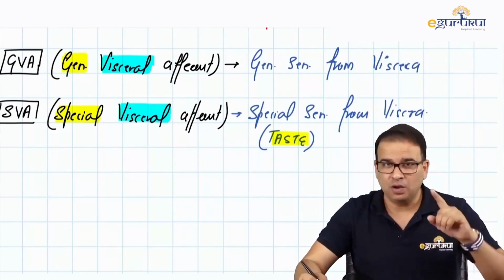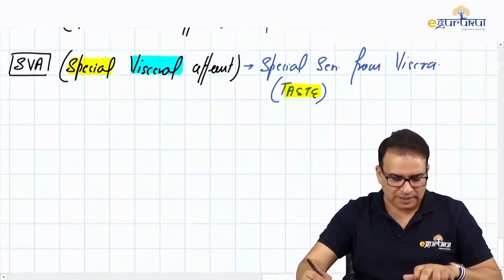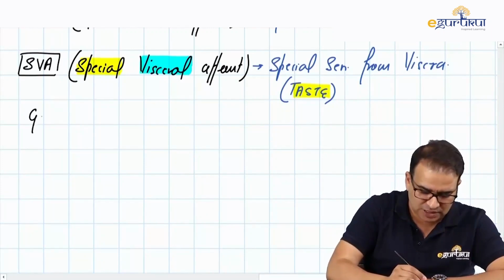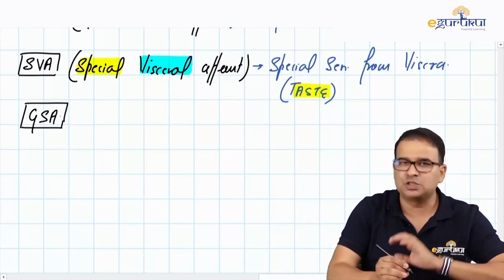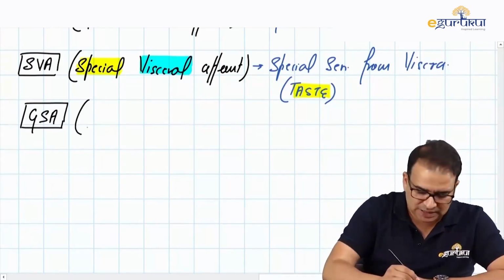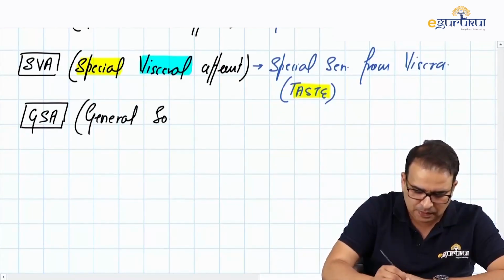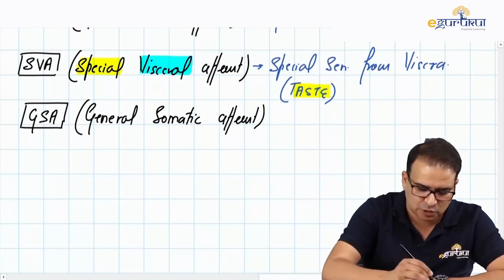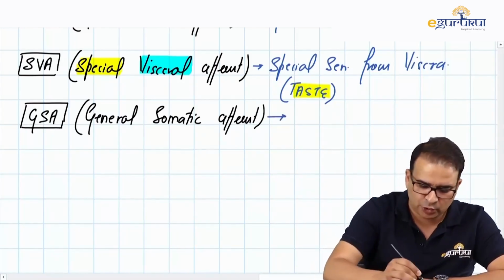Where the other sensations will go, we'll come to that. But before, let's continue with the columns. What should be the next column, guys? The next column we wrote over there is GSA. One of the very, very important columns. Loads of questions are asked on it. The GSA stands for General Somatic Afferent. Now, once again, I want to look at it the same way.